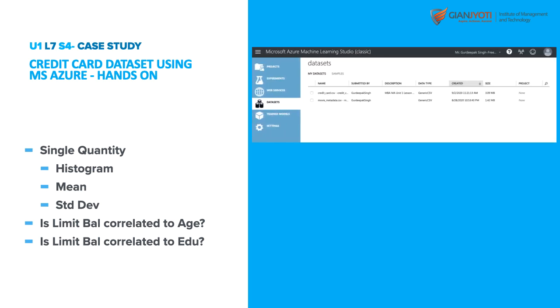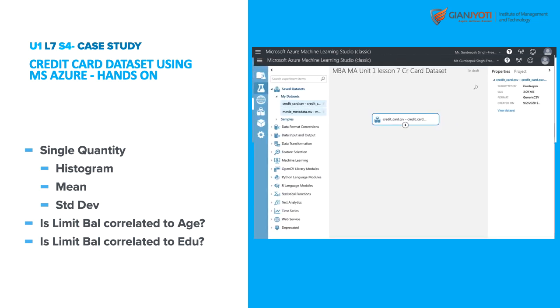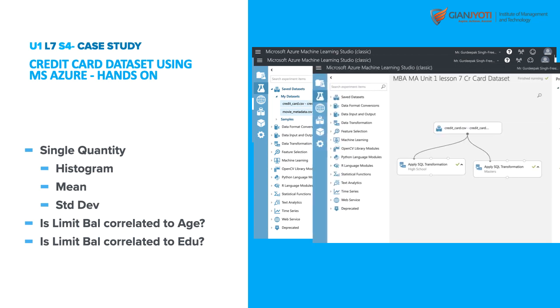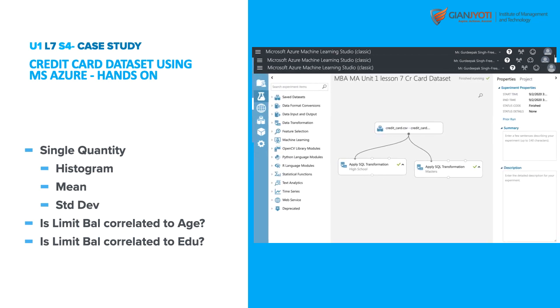So what you have seen was that we had this credit card database with us. So we downloaded that into our database, that is, onto your hard disk. And then the next thing you did was that you picked it, you dragged it over here as you had seen. And after that, you said SQL here, and then you say apply SQL transformation. You brought it here, and then another one you brought it here.